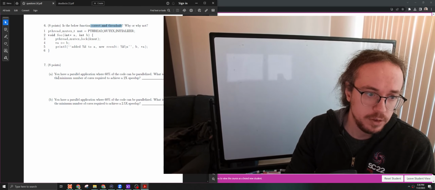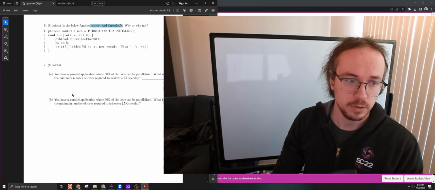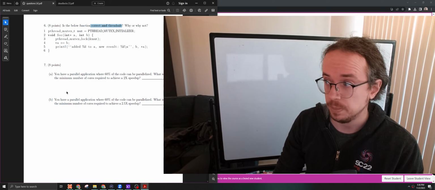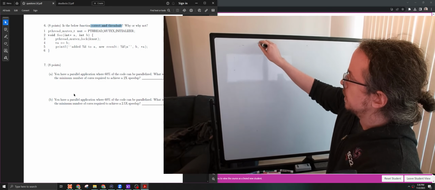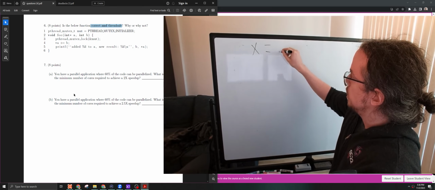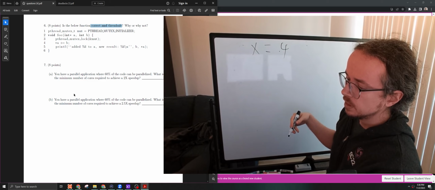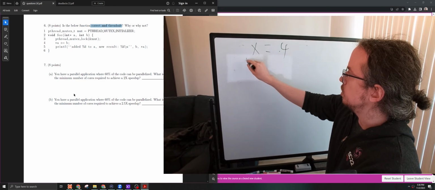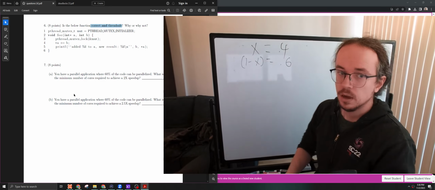All right, number 7. You have a parallel application where 60% of the code can be parallelized. What is the minimum number of cores required to achieve a 2 times speedup? So this is an Amdahl's law question. We know that our x is going to be 0.4, because that's the sequential time. We know 1 minus x, our parallel time, is going to be 0.6.